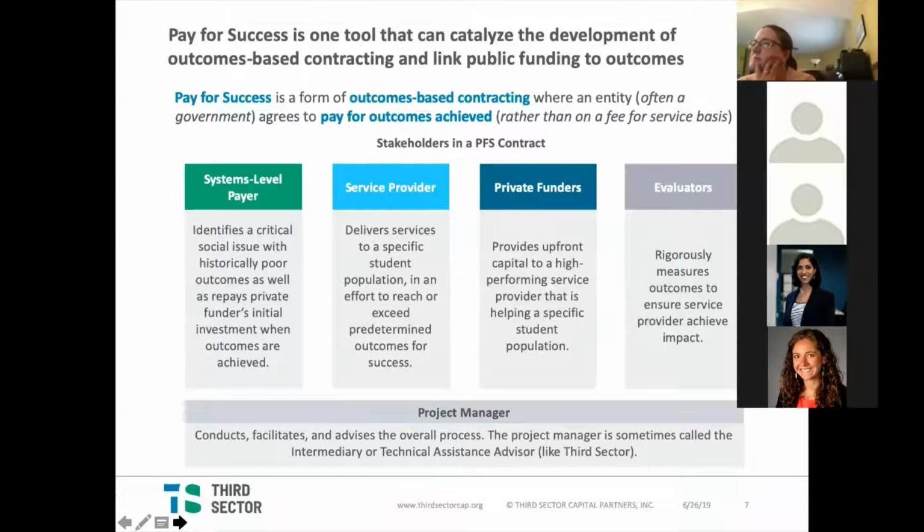And so this slide, as I talk through it, really just shows some of the primary stakeholders that we've seen in Pay for Success projects. And I've labeled them with language that we've been using throughout the cohort experience so far, which is the systems level payer, the service provider, private funders, and evaluators, all that collaborate together to really be able to design these projects and move the needle for a population that has been underserved.